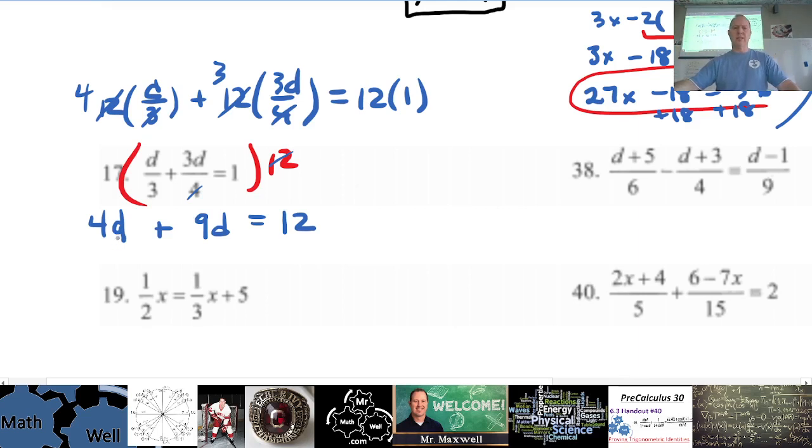Now, you've got 2d terms here, so you can add those. So that's going to be, looks like 13d equals 12. And so if we divide both sides by 13, we get, looks like a fraction that's not very nice. 12 over 13. Now, let me just double check here.